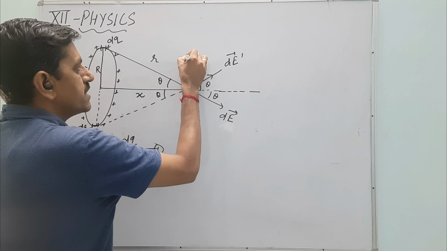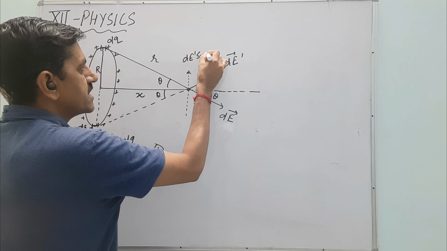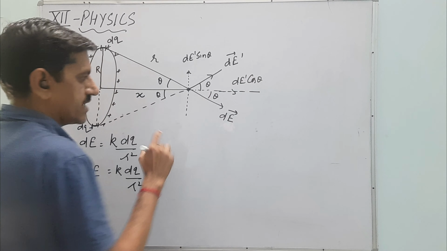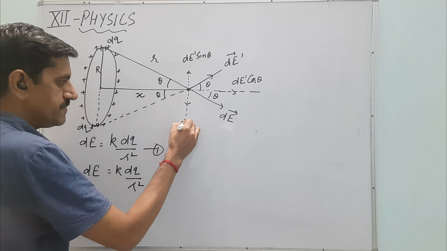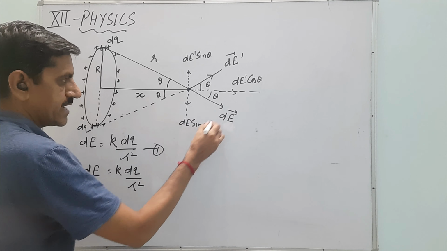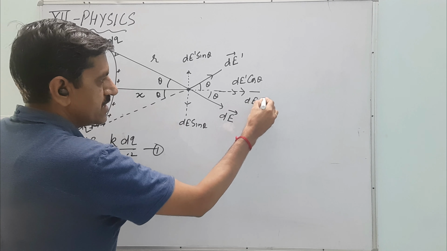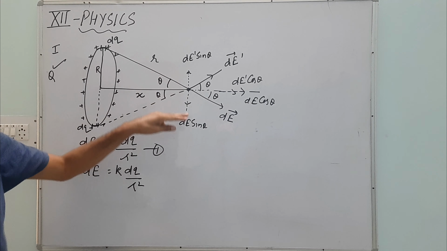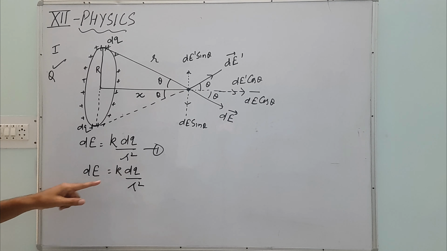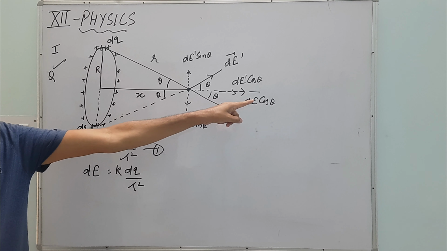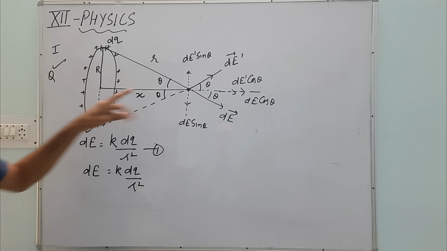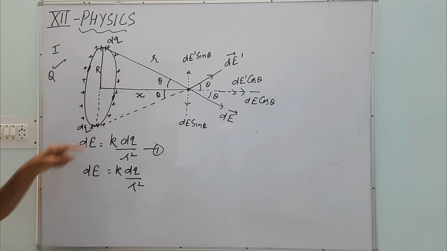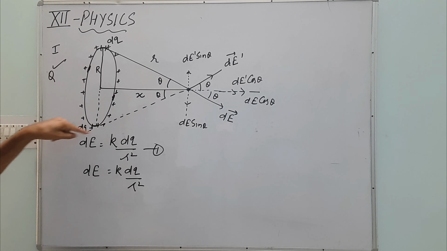So this would be dE dash sin theta, and here it is dE dash cos theta. Again resolve this. This is dE sin theta. Here it is dE cos theta. As the dE are equal, these two sine components cancel out in pair. So the net field would be the addition of the cos components. अब ये दो एलिमेंट की वजह से ये दो कंपोनेंट है, but there may be so many infinite components distributed over the circumference of the ring.